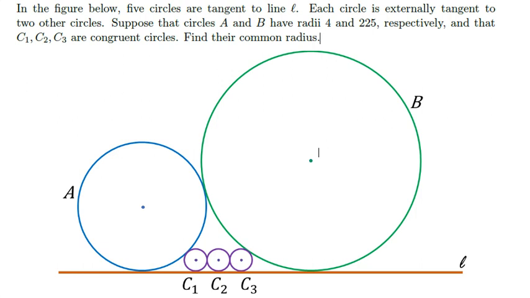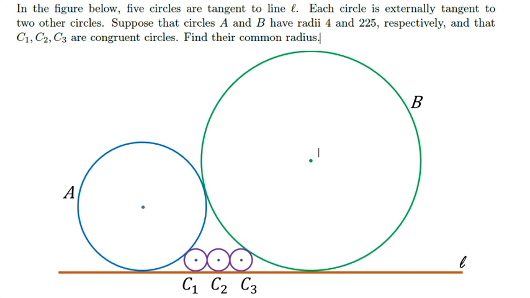Hello everyone. In this video, I will solve another problem from the Philippine Mathematical Olympiad. In the figure below, 5 circles are tangent to line L. Each circle is externally tangent to two other circles. Suppose that circles A and B have radii of 4 and 225 respectively, and that C1, C2, and C3 are congruent circles. Find their common radius.